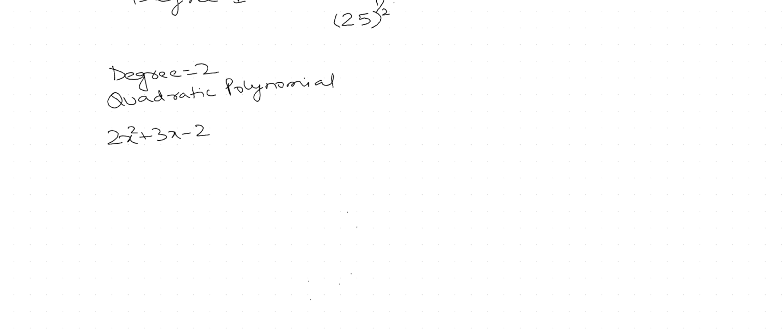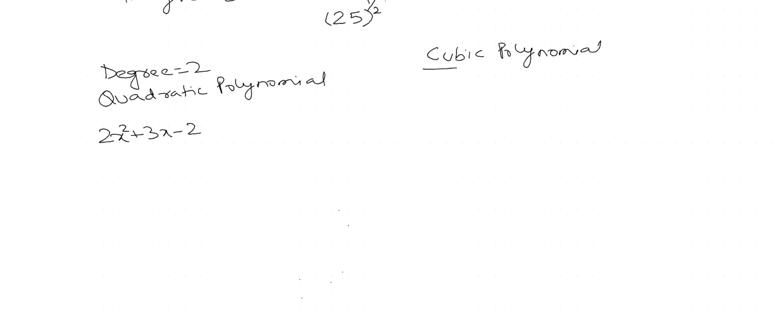Now, similarly, you have an example of a cubic polynomial. Can you guess and tell me what will be the degree of a cubic polynomial? 3. Very good. So the degree of a cubic polynomial will be 3. Now, each one of you, one by one, has to give me an example of a cubic polynomial. We'll start with Junaid. Yes Junaid, tell me. 3x cube plus y.